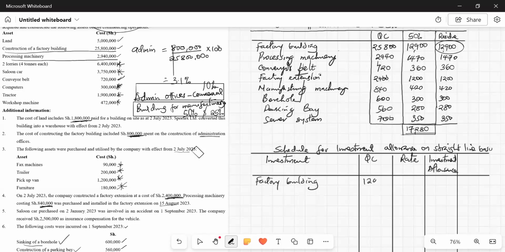So 12,900 qualifies at the rate of 25%. So we calculate that 25%. How much will it be? 25% of 12,900. 3,225,000. 3,225,000. So there is some decimals. Okay, 0.5. 0.50. The next one is processing machinery. Processing machinery, which is qualifying cost there is going to be 1470.